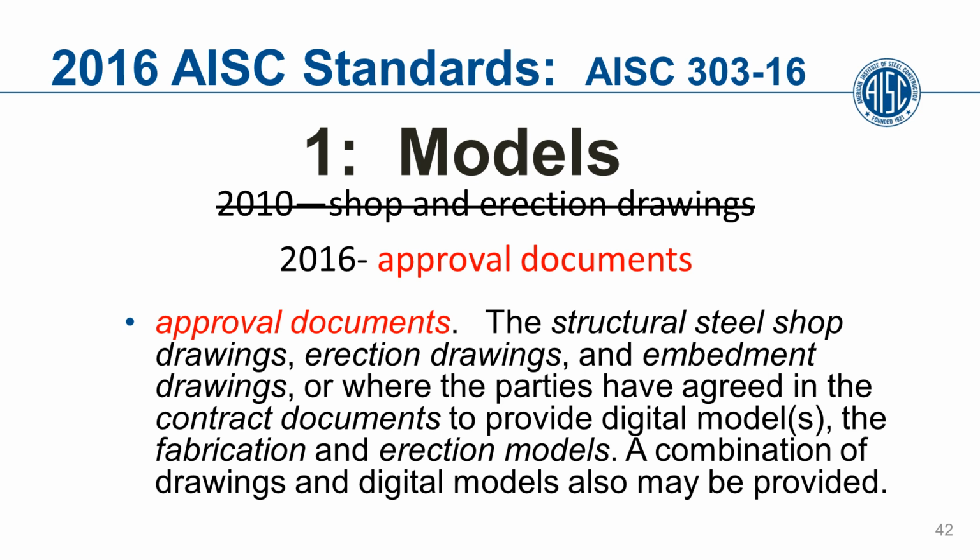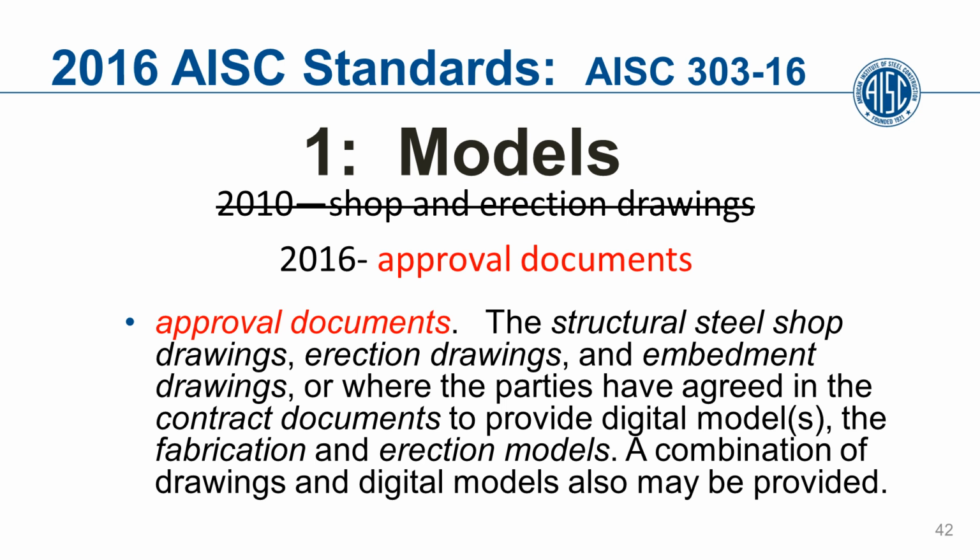This term was developed because model approval is being done more commonly. People are exchanging models. A design model is being sent to a detailer who produces a model. That model is being sent back to the engineer of record for approval and sent back for corrections and then being used in the shop. So instead of using just the term shop drawings and erection drawings, it is an approval document, which can be either drawings or can be a model. This covers both cases. It gives you more flexibility contractually of whatever you would like to do.